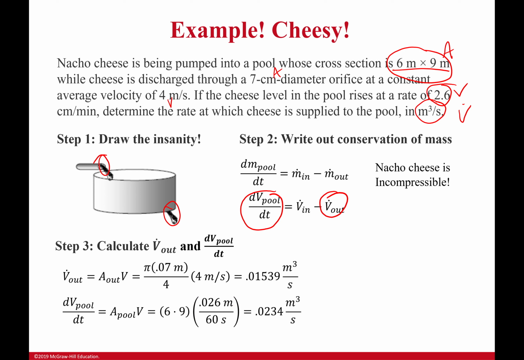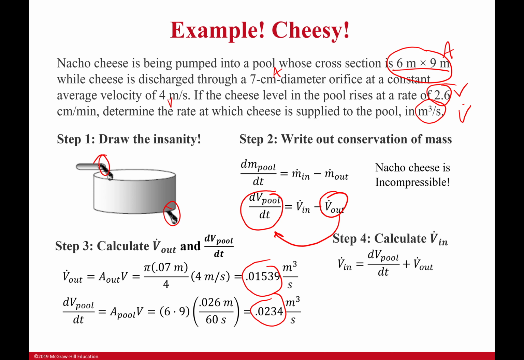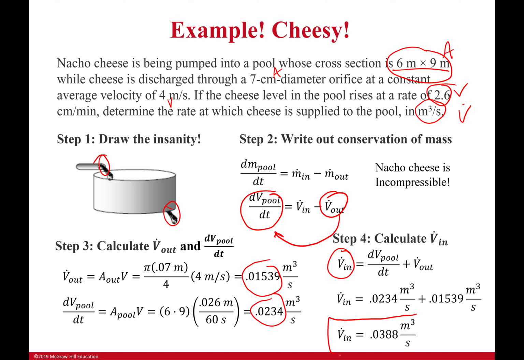Now we have enough right here to solve the problem. We have our volume flow rate out. We have our volume change in the pool. If we move this guy to the other side, we can see how we're going to solve it. So let's do that. So I'm going to calculate the volume flow rate in. I rearrange this guy, just a little bit of algebra, and then I add together what I have. And so from that, I get my volume flow rate in is equal to my volume flow rate out plus the change of volume in the pool versus time. And I get 0.0388 meters cubed per second. And that is my answer.